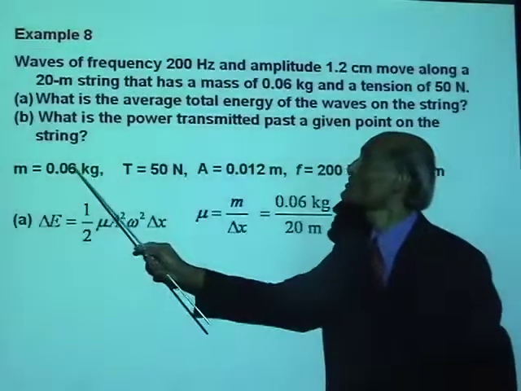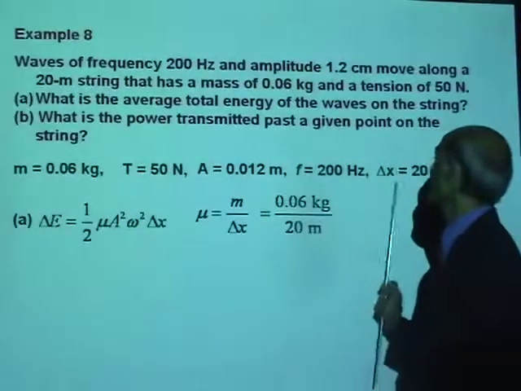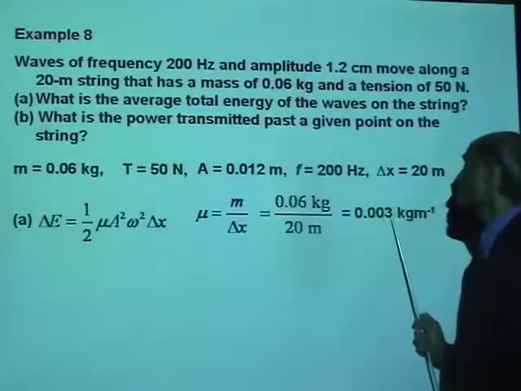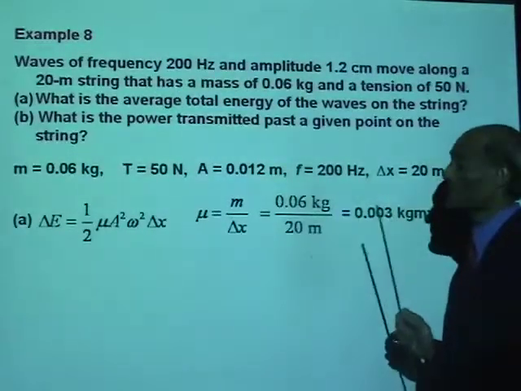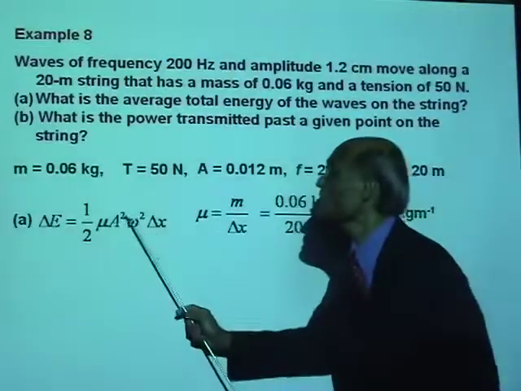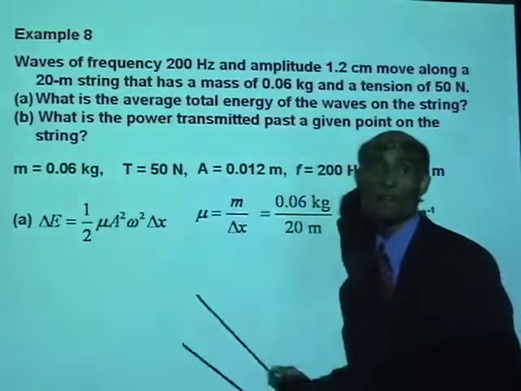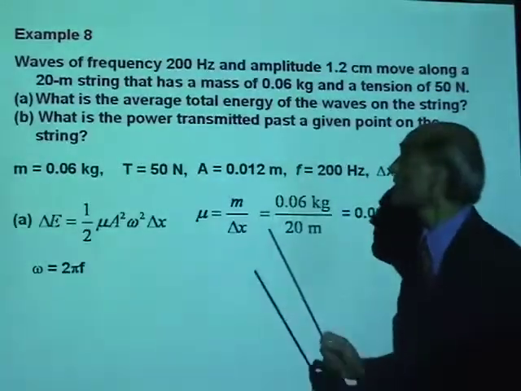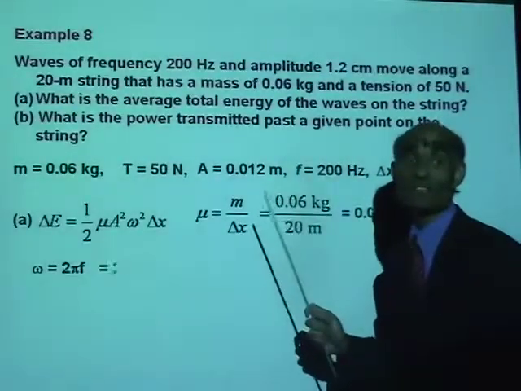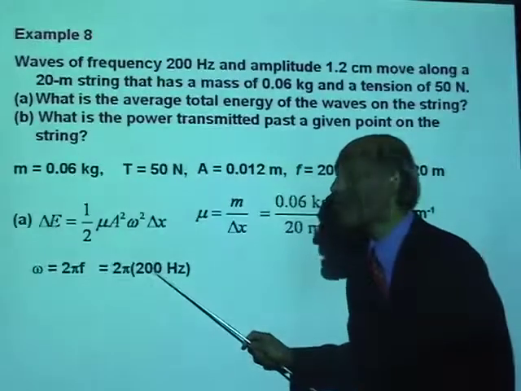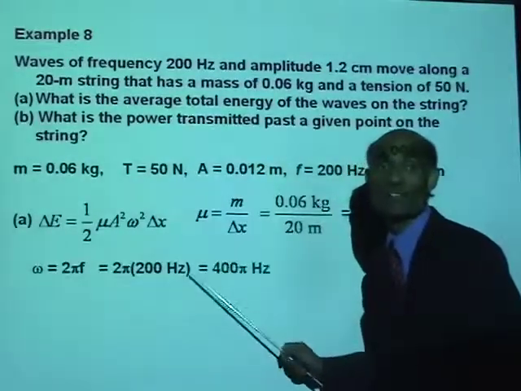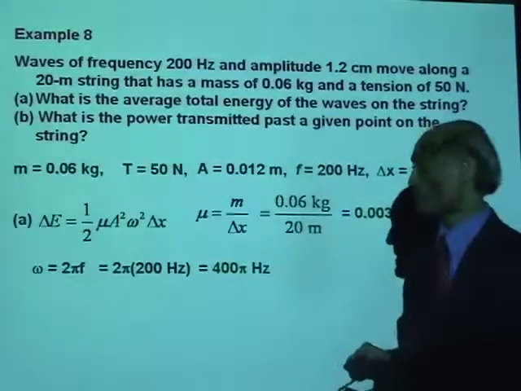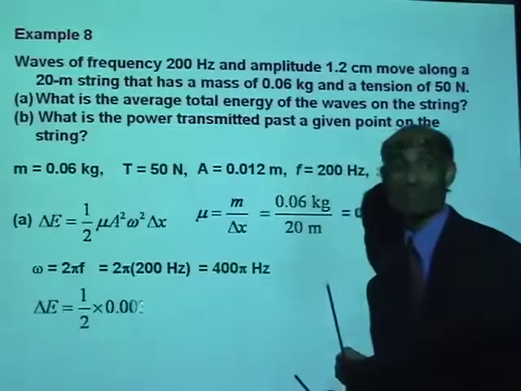That will be 0.06 kilogram divided by 20 meter, that is 0.003 kilogram per meter. And that is our mu. So we got the value of mu. Omega equals 2 pi f. F is 200 Hertz. That will be 2 pi times 200 Hertz. That will be 400 pi Hertz. I think we have now all those values.